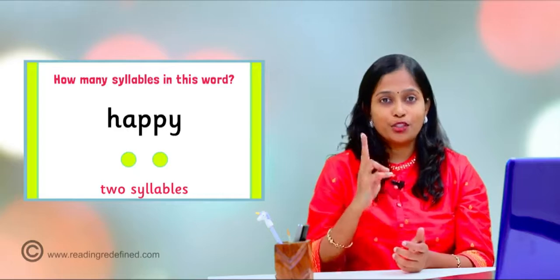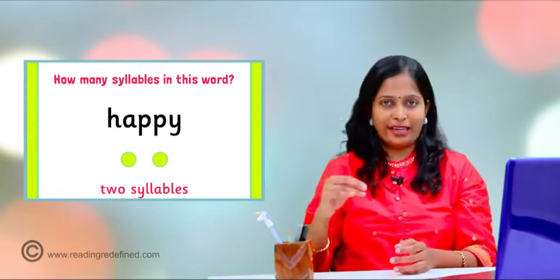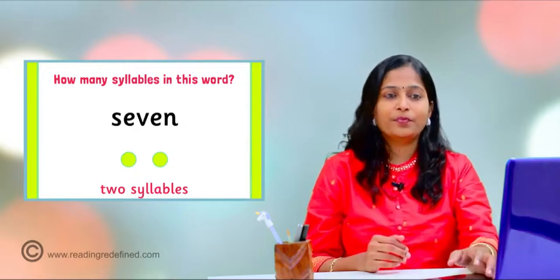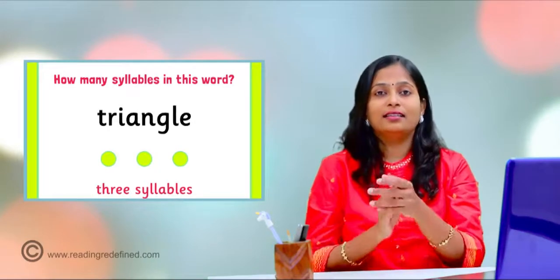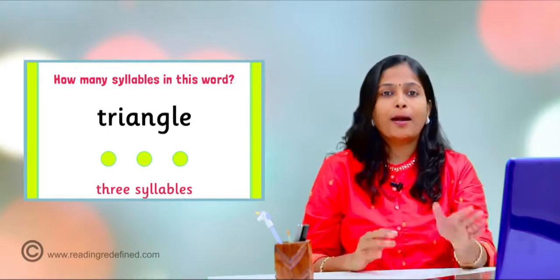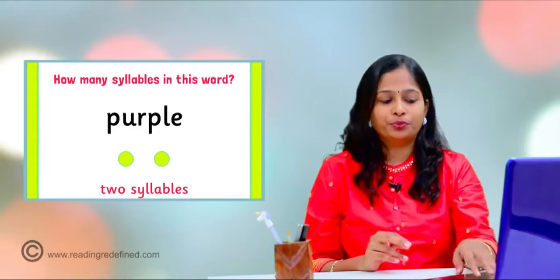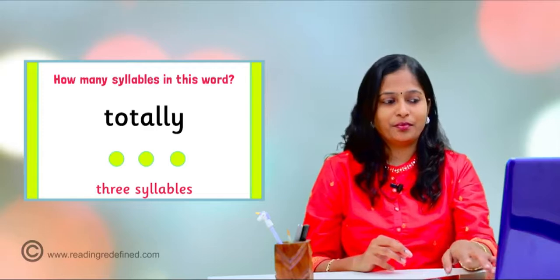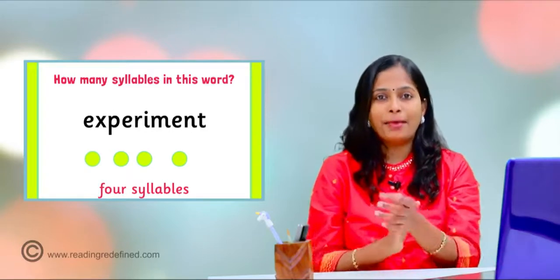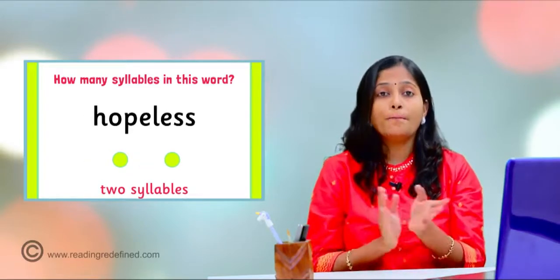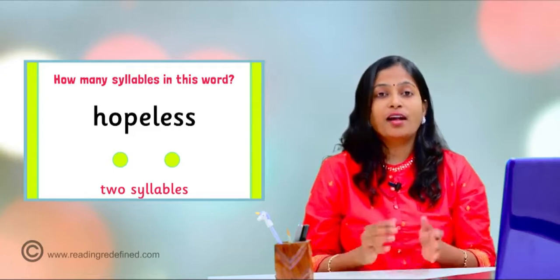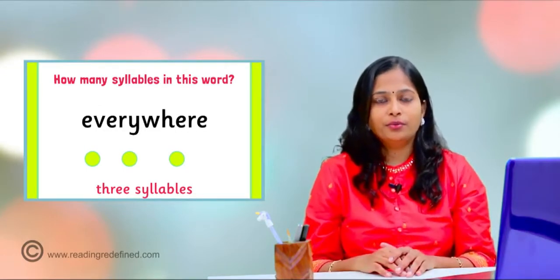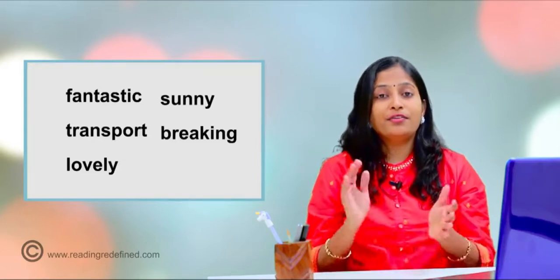Happy, two syllables. It is rhythmic. Happy, right? Seven, again two syllables. Triangle, three syllables. Purple, two. Totally, three. Experiment, four. Hopeless, two. Everywhere, three. So now, did you understand?